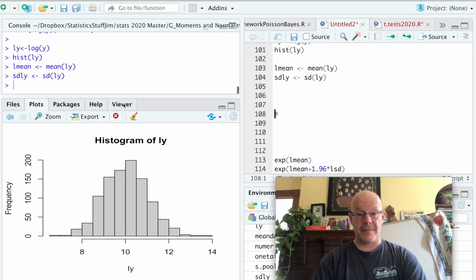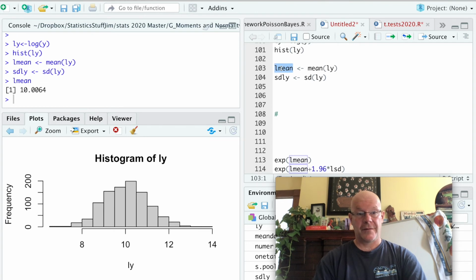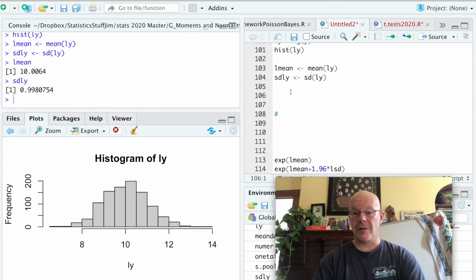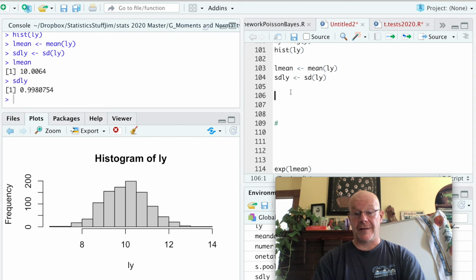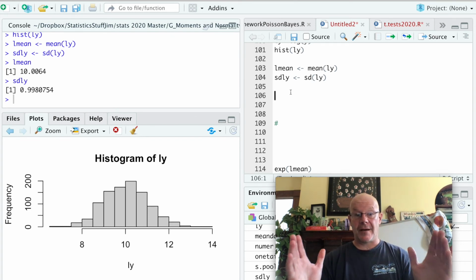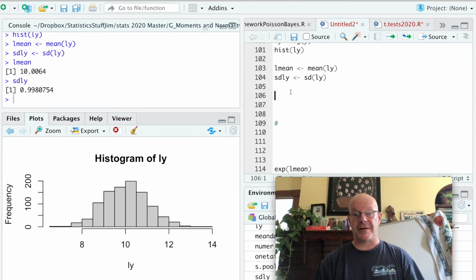Okay, so now I'm in the log units. This is the mean in the log units. This is my standard deviation. So let's say that I wanted to calculate, say, the 95% interval for the data. Not the 95% confidence interval, but just the interval for the data.